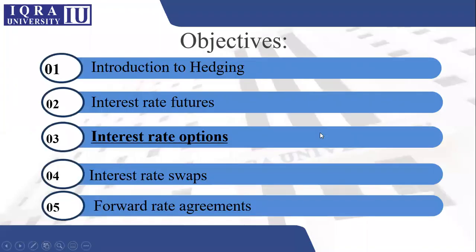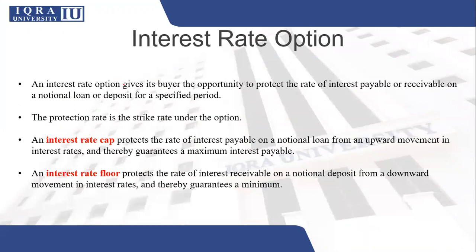Now, in Unit 13.3, we're going to discuss interest rate options. An interest rate option gives its buyer the opportunity to protect the rate of interest payable or receivable on a notional loan or deposit for a specified period. By notional loan, we mean that the loan amount will not be exchanged when you're buying the interest rate option. Only the notional loan will be used to calculate the interest amount that will be exchanged. The protection rate is a strike rate under the option.